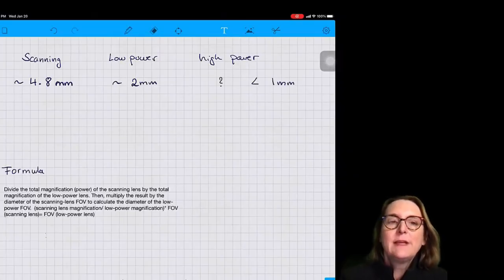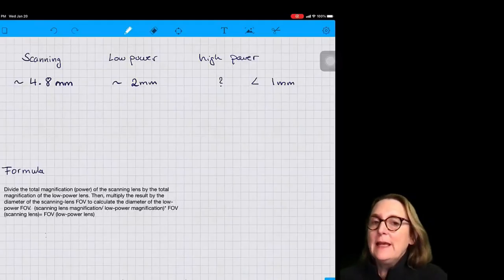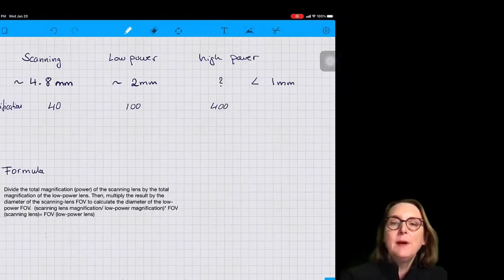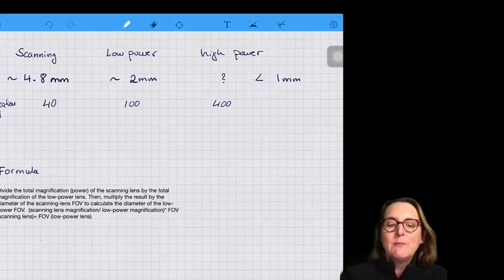The total magnification with a scanning lens is 10 times 4, which equals 40. The total magnification with a low power lens is 10 times 10, which equals 100-fold magnification. And with the high power lens, it's 10 times 40, which is a 400-fold magnification. We always multiply the magnification of the objective lens with the magnification of the ocular lens, or in this case, I did it the other way around.